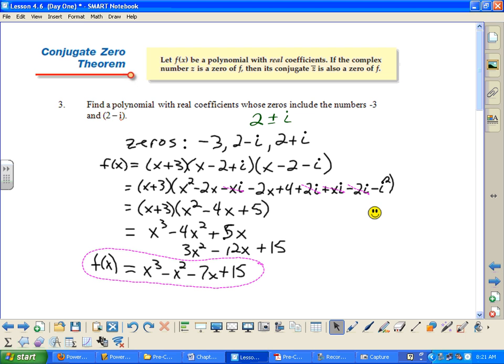Okay. And what's i squared? Negative 1. So here we have the opposite of negative 1, which is going to give me a positive 1 there. So you'll have x squared minus 4x plus 5. And then we just have to multiply that.